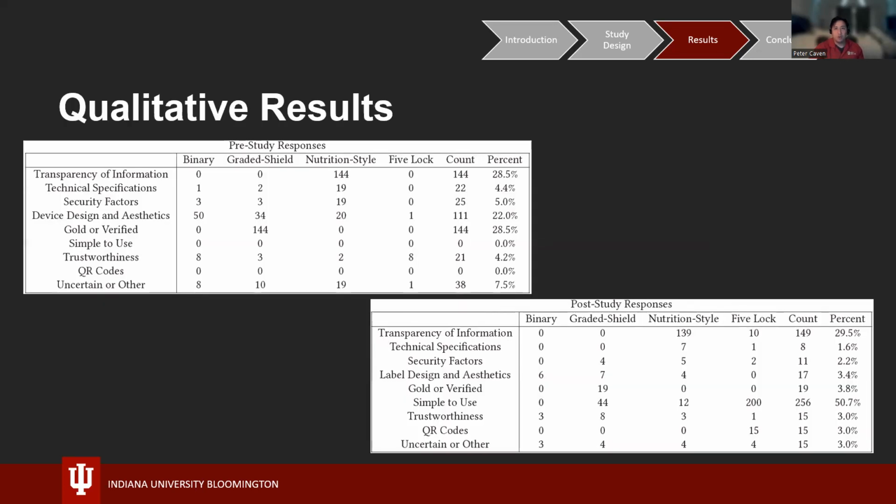And when we look at the qualitative results to really tease out what those issues were and why there was a change in preference, there's a lot of information here. We're going to provide the highlights, but if you want more in-depth understanding of what the reasons were, you can look at our research paper.